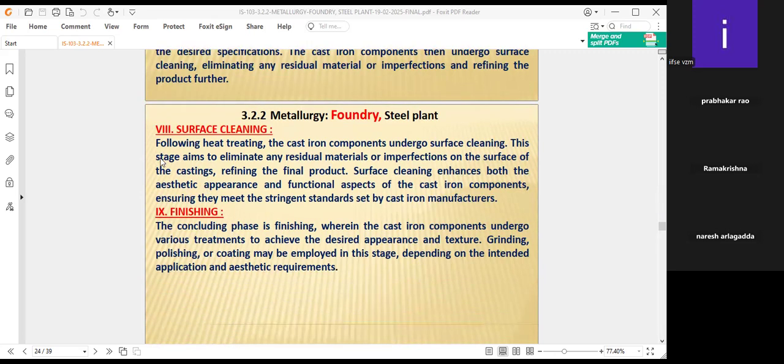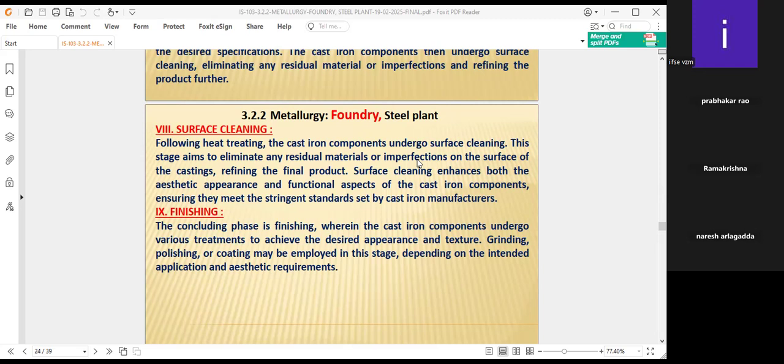Surface cleaning is important. It follows the heat treating, that means next to the heat treating, the cast iron components undergo surface cleaning. That means the outside surface should be very clean. And this stage aims to eliminate any residual materials, remaining materials, or imperfections.